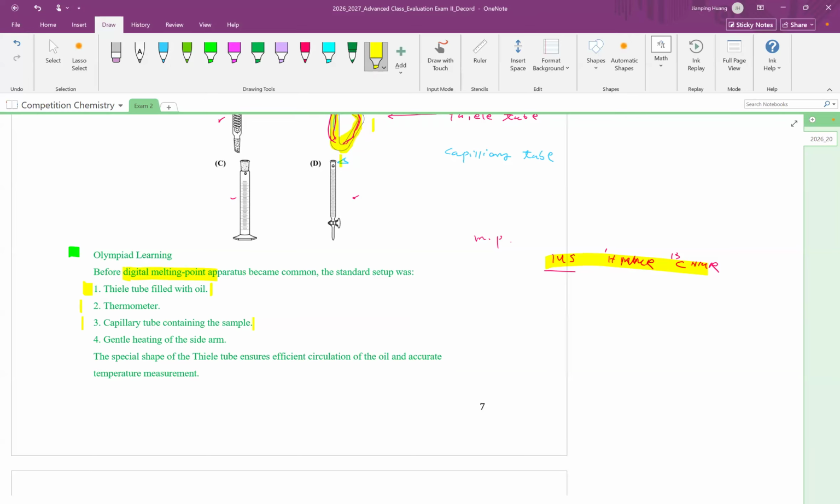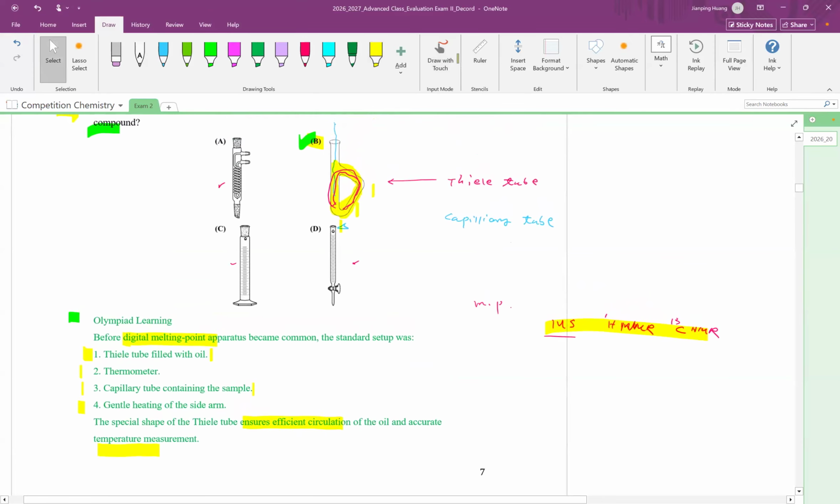Next, you heat on this side. See the special shape? This one makes sure of circulation so that the temperature in the oil is even. You will get a good measurement. That's the one. Yeah, that's cool. This question is interesting. When I see it, my God, a question like this. Now go to the next one.